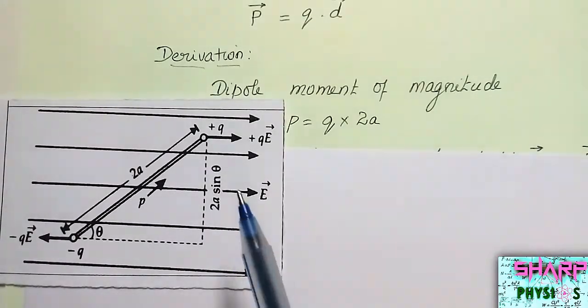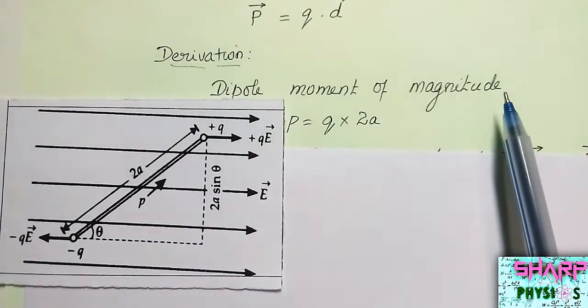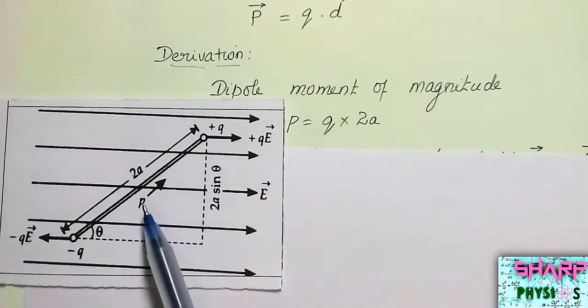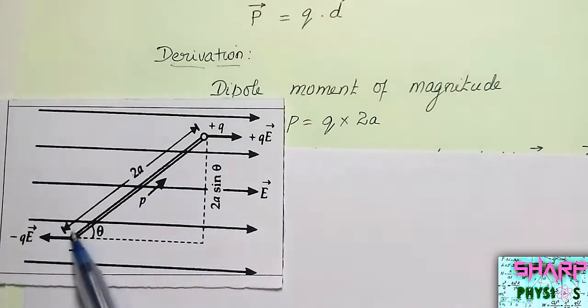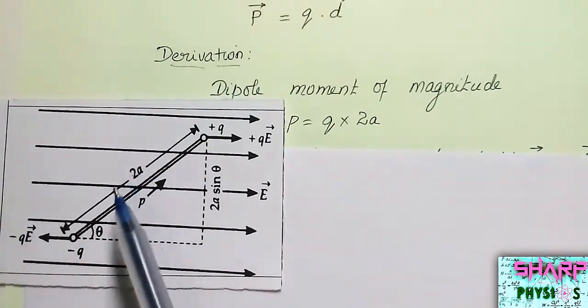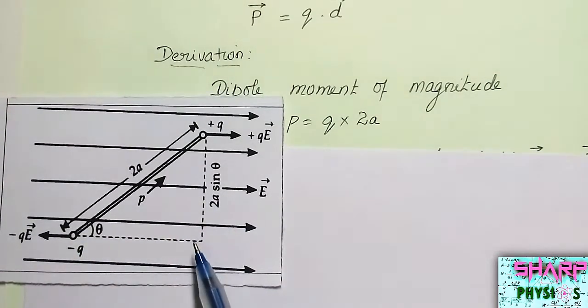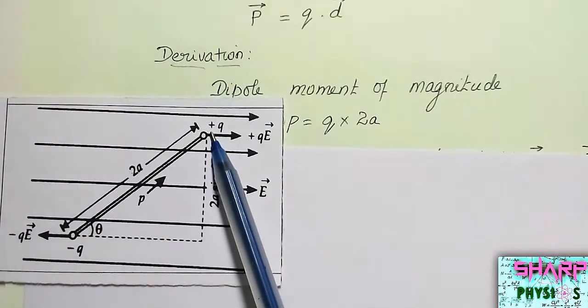So from this we can calculate the dipole moment of magnitude, that's P is equal to Q into 2a. This and this will be multiplied, we get the dipole moment. That is how much the particular charge has moved from the origin to the next point.